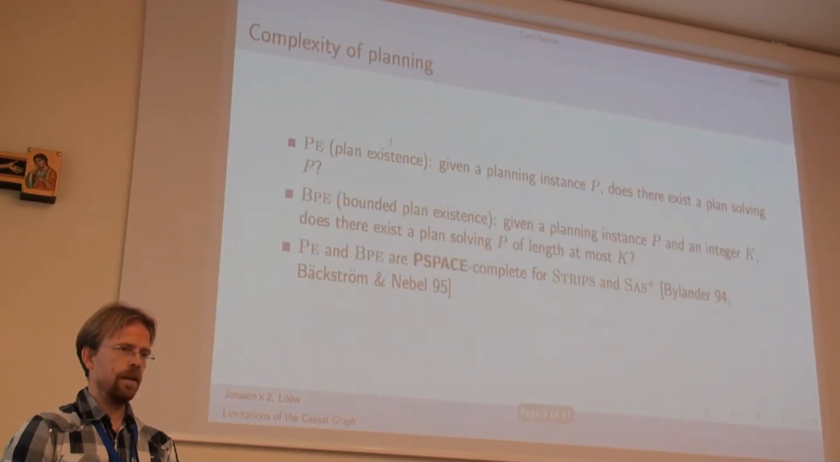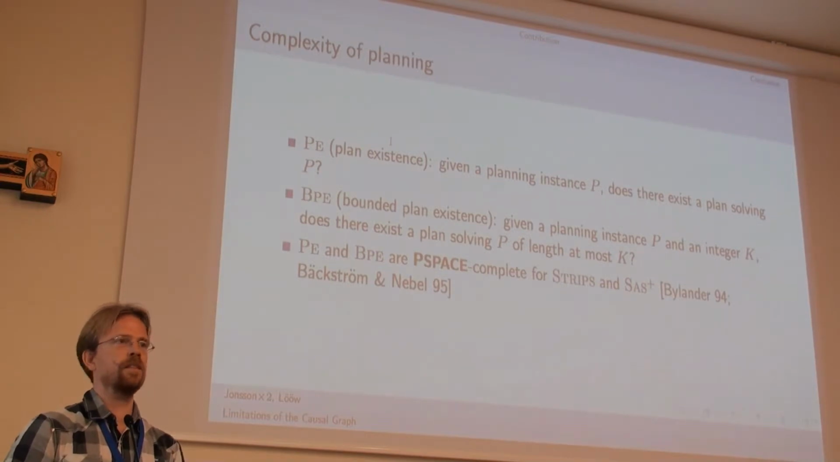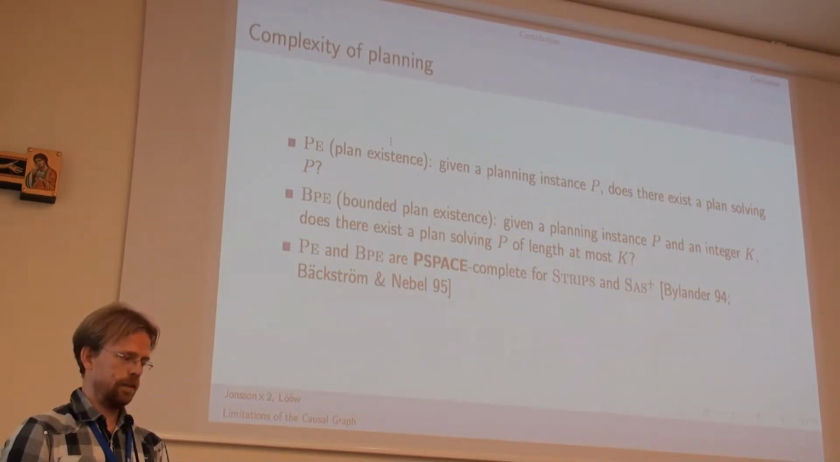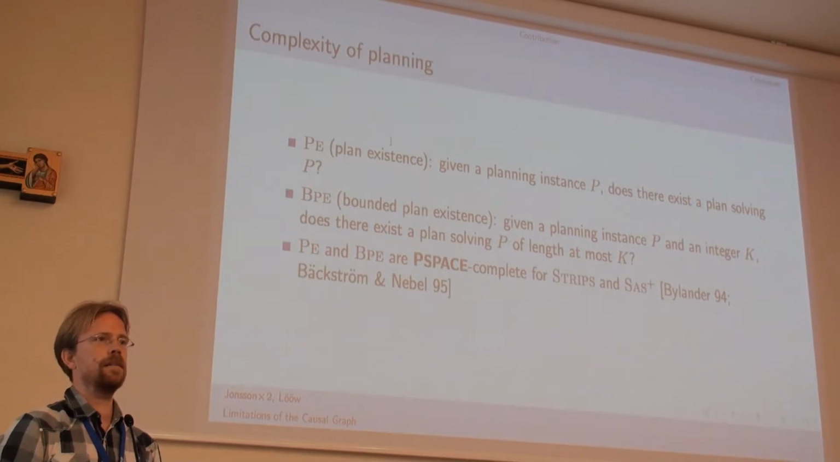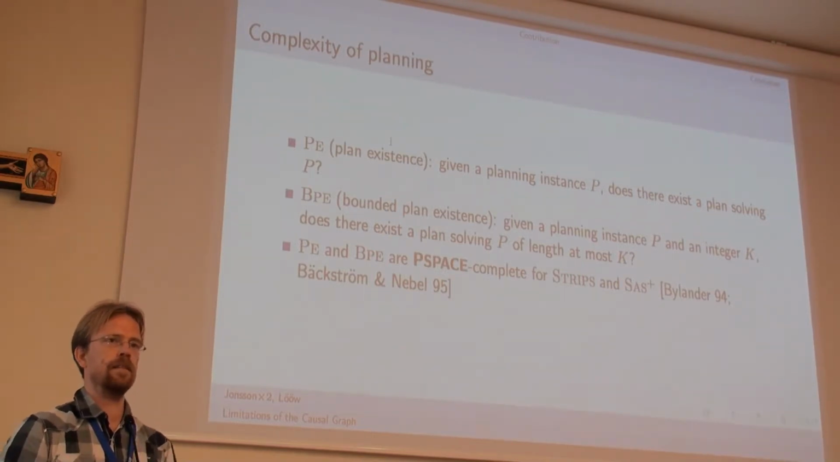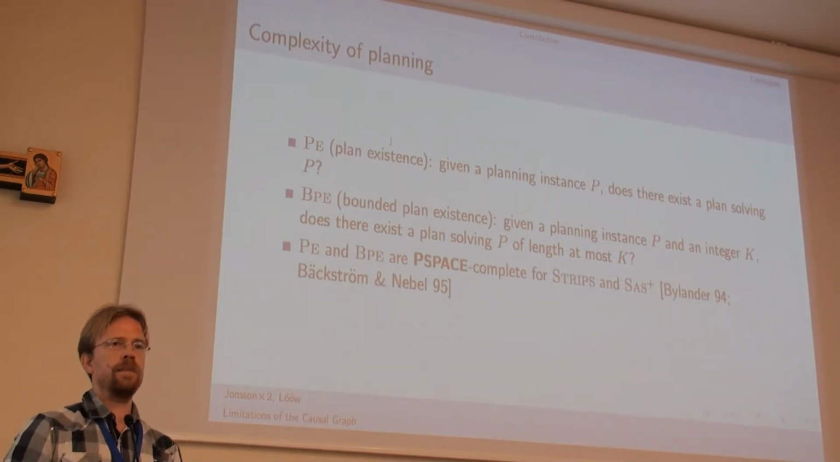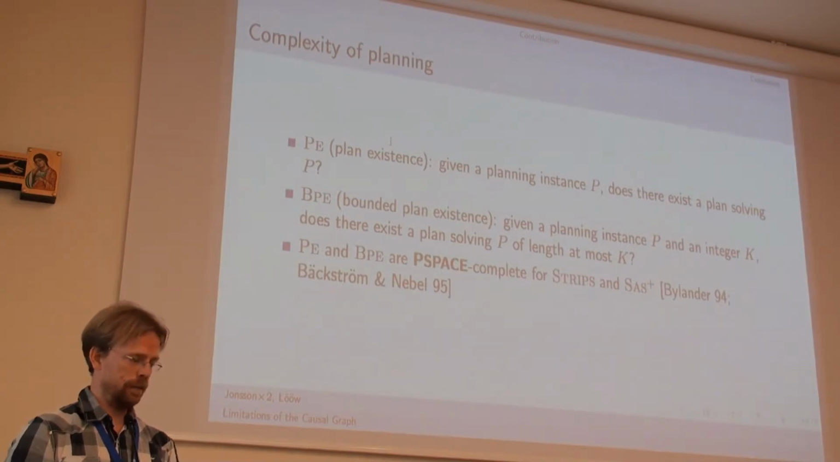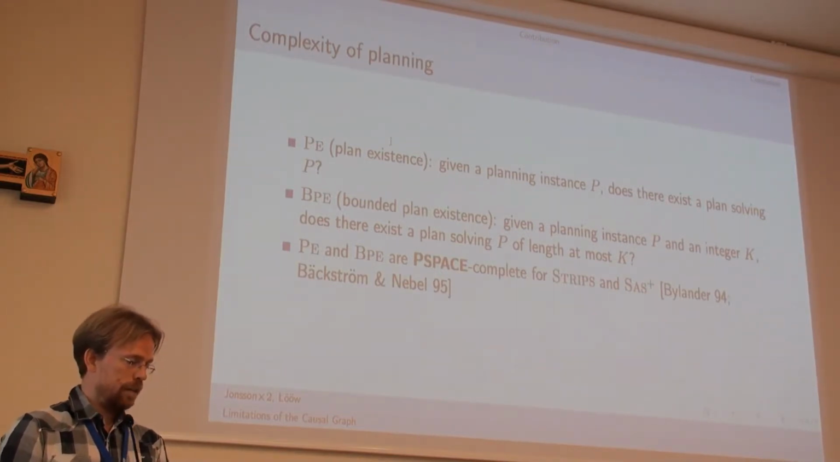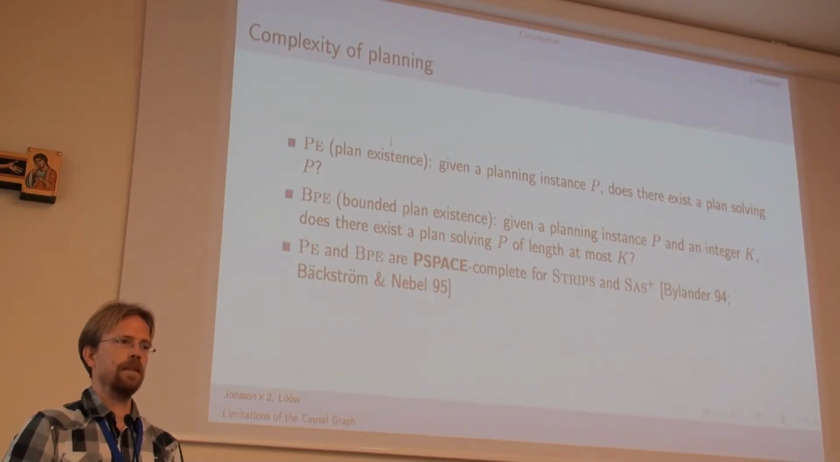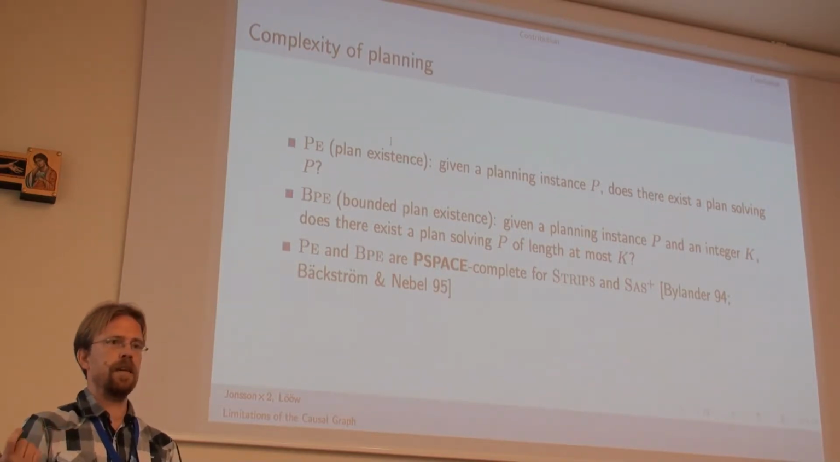Okay, so we're going to use tools from complexity to formulate our question about how hard it is to plan for these problems. We're going to study the following two decision problems. First, the problem of plan existence, which says that given some planning instance, does there exist a plan solving this instance? And the problem of bounded plan existence, which is the same, but now you have an upper bound on the length of the plan. And it's known that both of these problems are PSPACE-complete, both for STRIPS planning and for SAS+ planning.